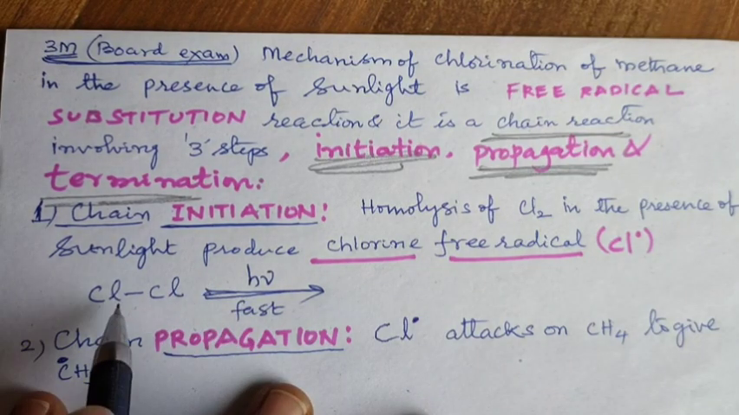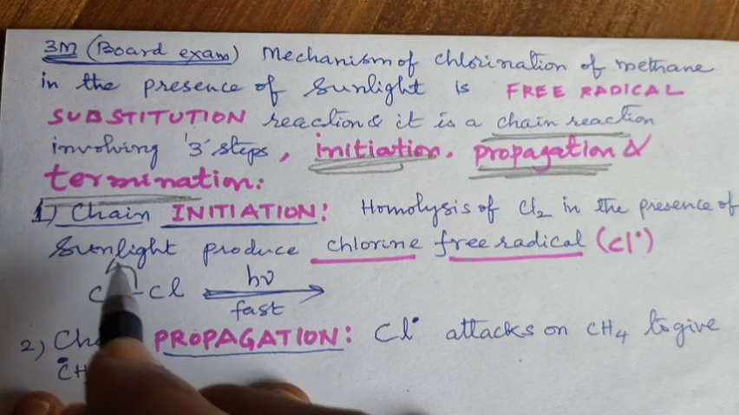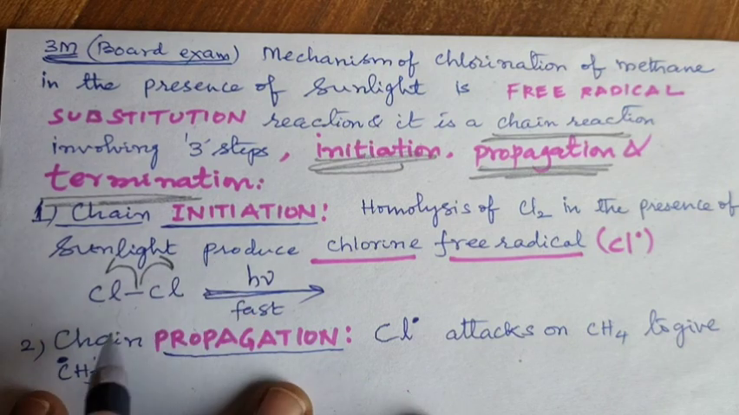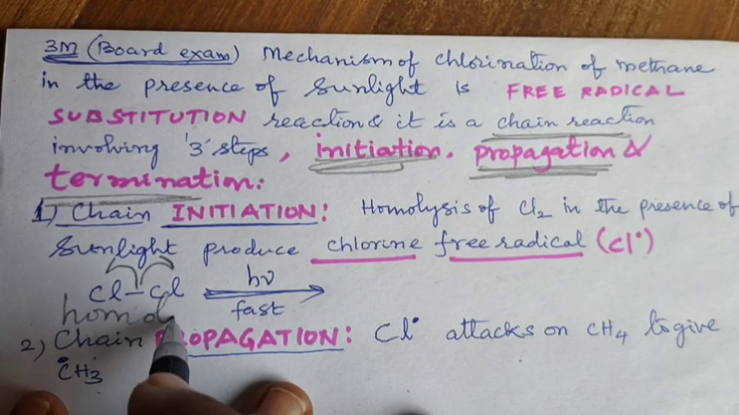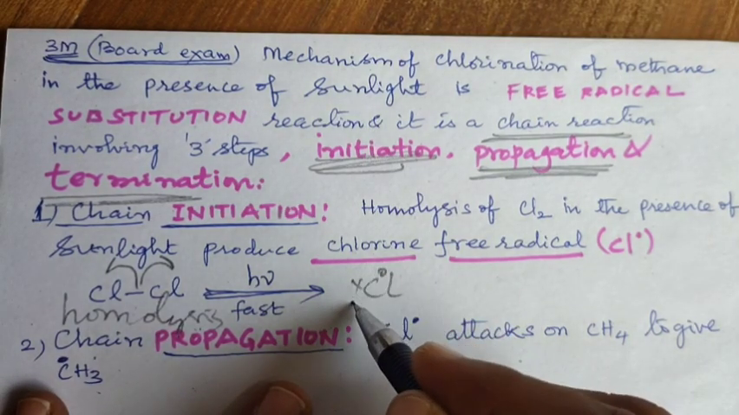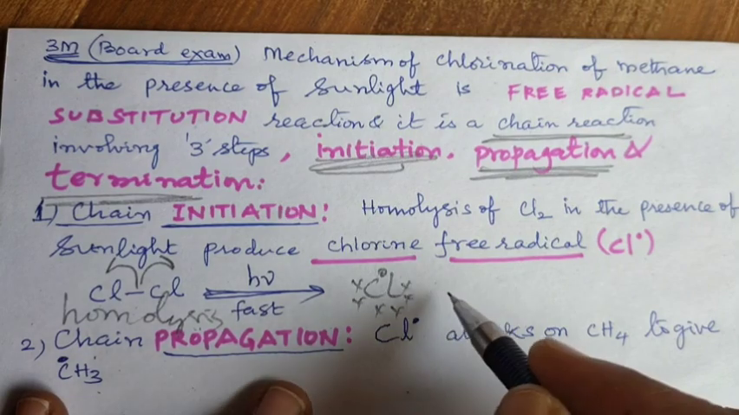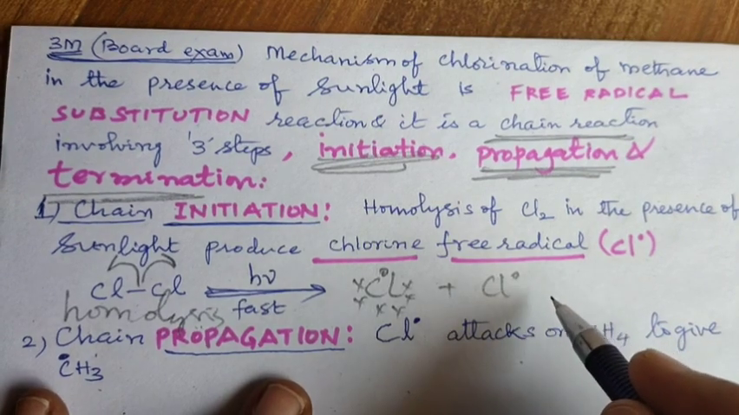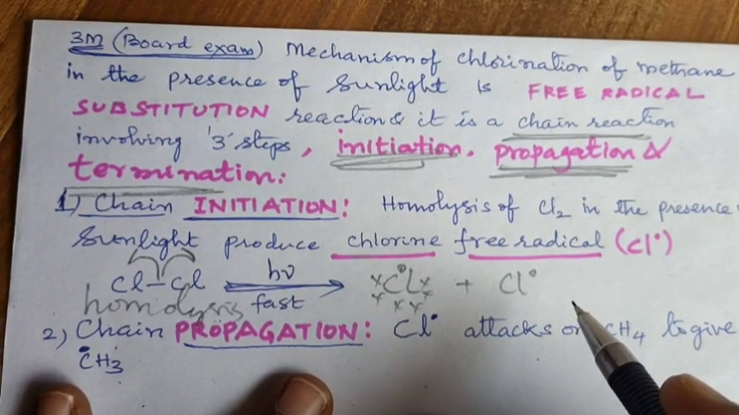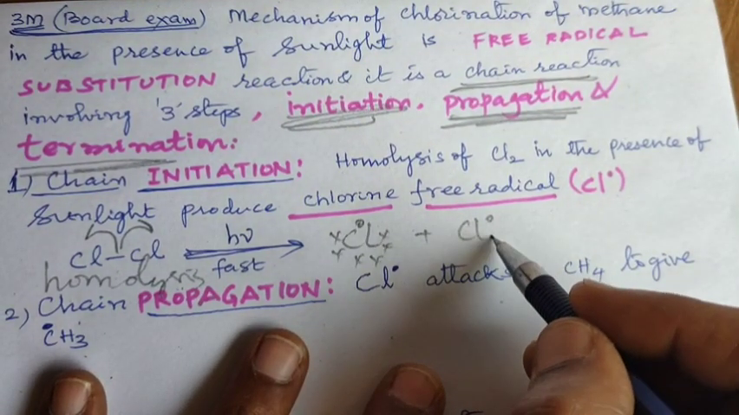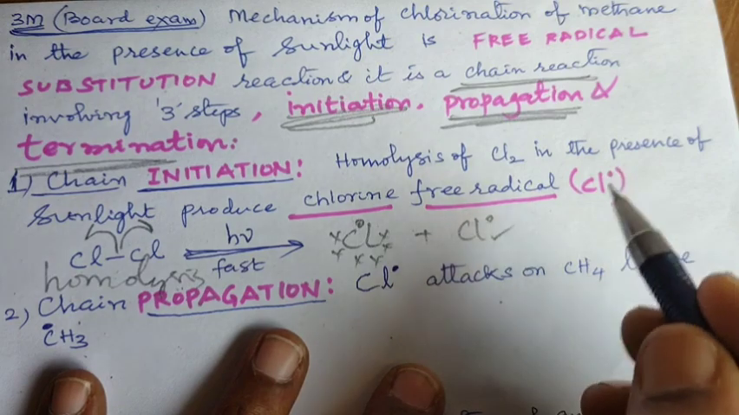Observe, this is the chlorine bond. Chlorine is a covalent bond and it is cleaved homolytically. This symbol shows homolysis or homolytic cleavage, and we get chlorine free radical. How many electrons does the chlorine free radical have? As per the Lewis dot structure, it has 7 electrons and it is electron deficient. It is short living, highly energetic and more reactive. This you have to follow.